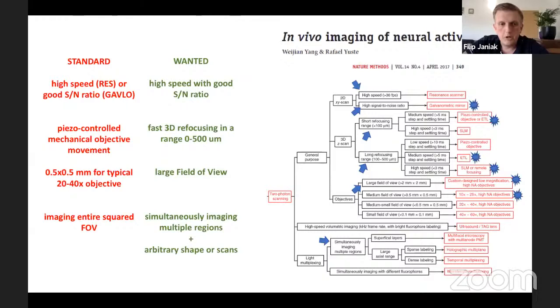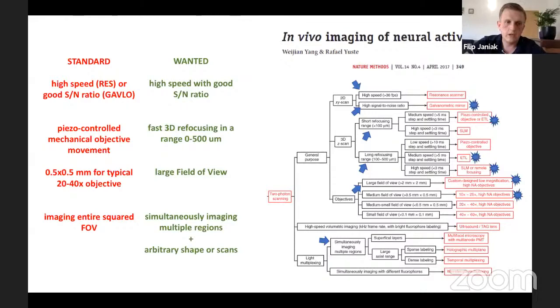And of course, as in biology, nothing is flat, nothing is square. We would like to have the possibility to track our region of interest, our sample, our structure, according to its shape. So we do not lose our scanning time on places where we don't expect any activity.